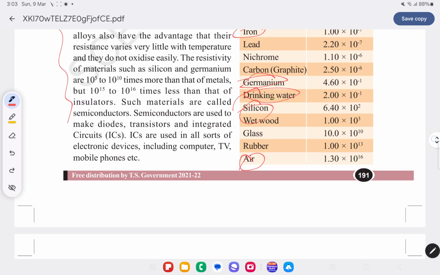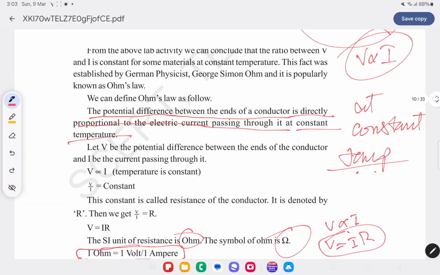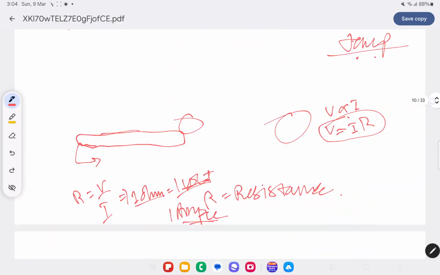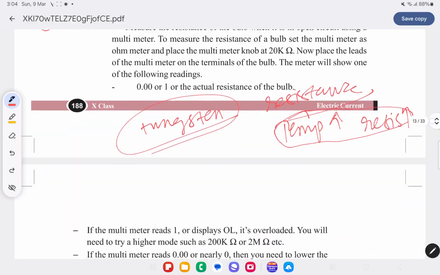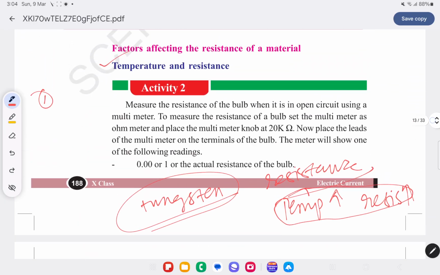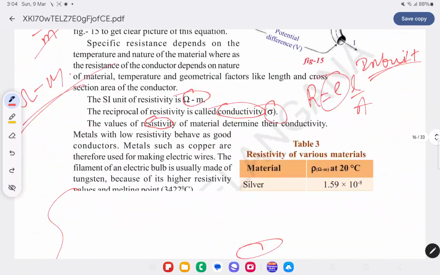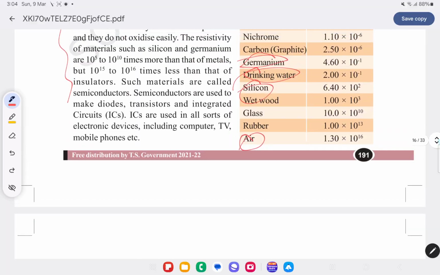So this will be the part 1 of this chapter. So we are going to end it here now. In this we have discussed the activity 1. We have discussed the complete details about Ohm's law. We have discussed the resistance and factors on which resistance depends, and we have discussed the resistivity. These topics have been covered in this first part.